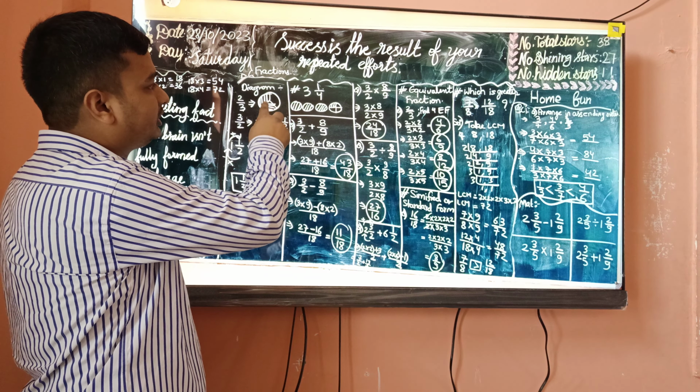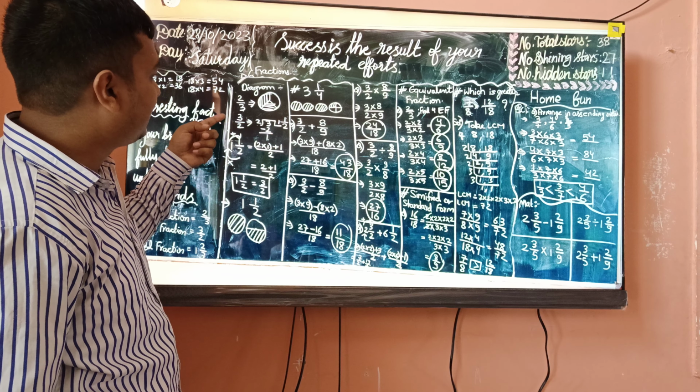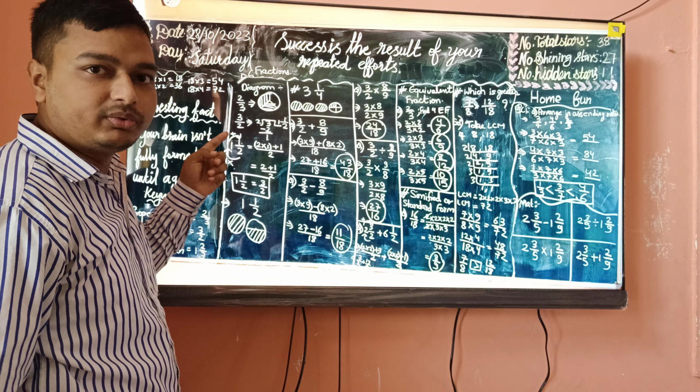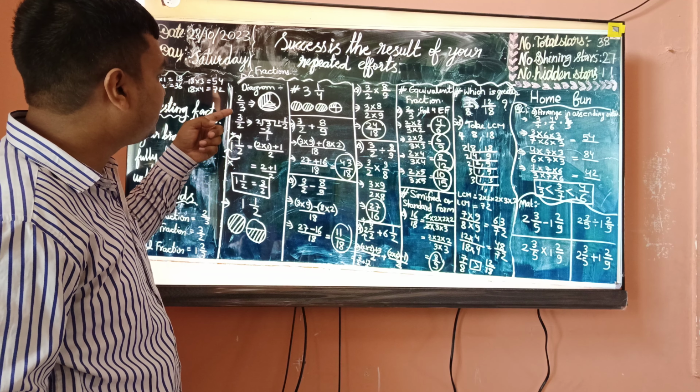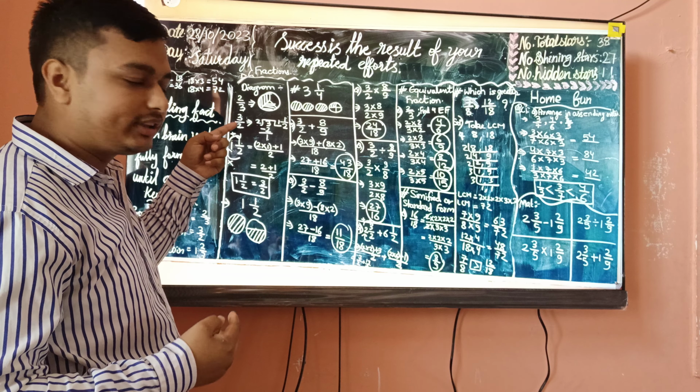So I have divided into 3. After that I have shaded 2, so I will shade 2 parts. Same like 3 by 2, it is a case of improper fraction. Improper fraction means the numerator is more than the denominator.